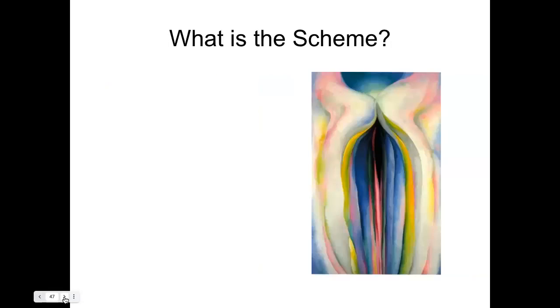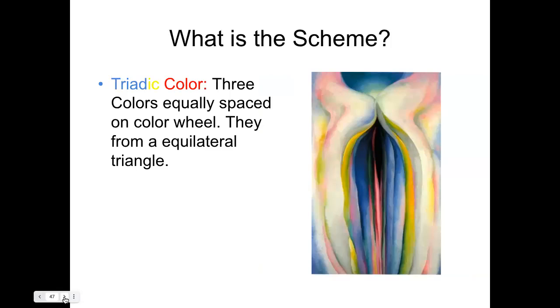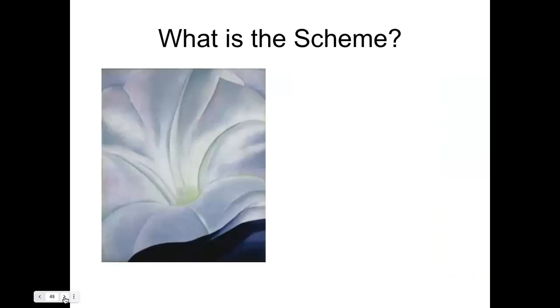So what color scheme is this? This looks like it's mainly yellow, blue, and red. This is called your triadic color. These are 3 colors that are equally spaced to form an equilateral triangle. So your primaries, your secondaries, and then your 2 sets of tertiaries would be examples of these.